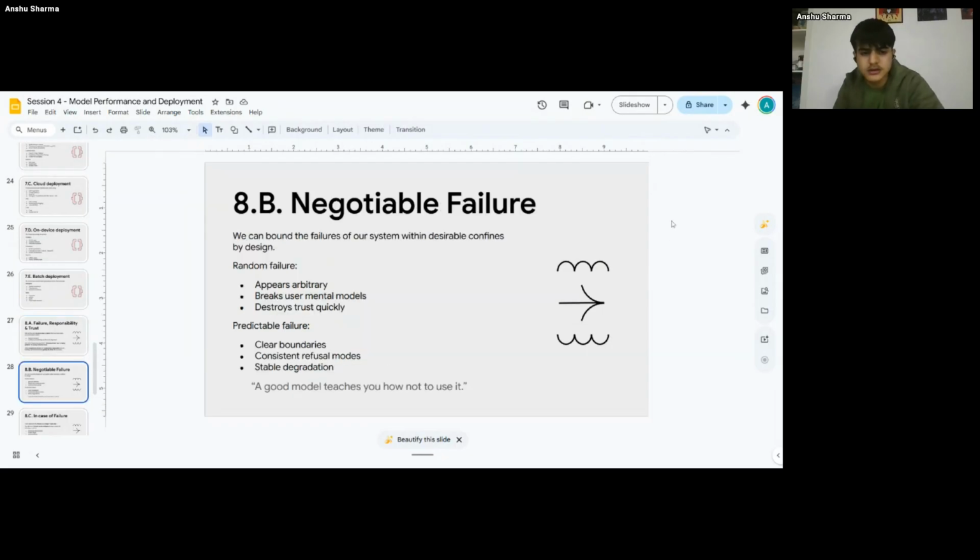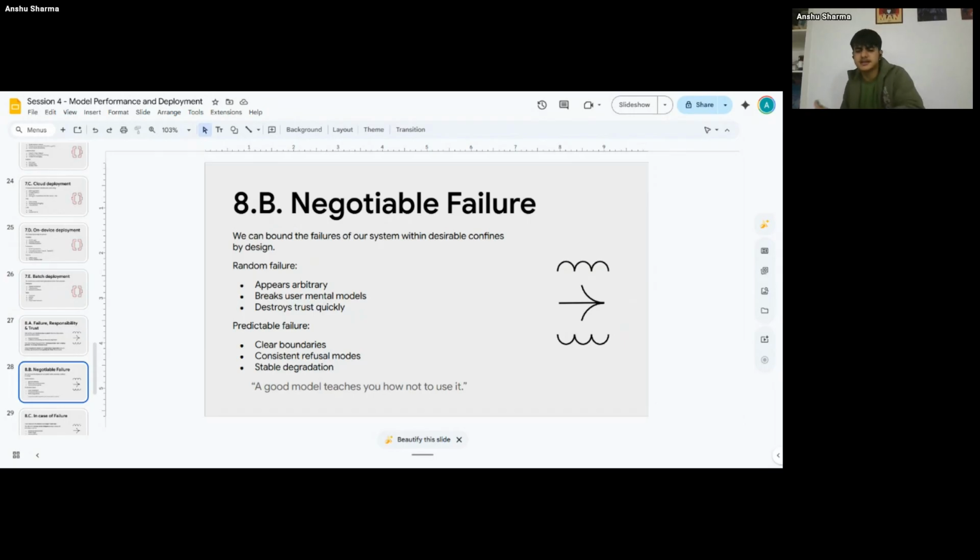All right. So what is negotiable failure? Negotiable failure is when the failure comes at your terms. Since a failure is inevitable, why don't we design the systems in a way that bound those failures, right? We can use a variety of techniques to do that, which we will see, right?